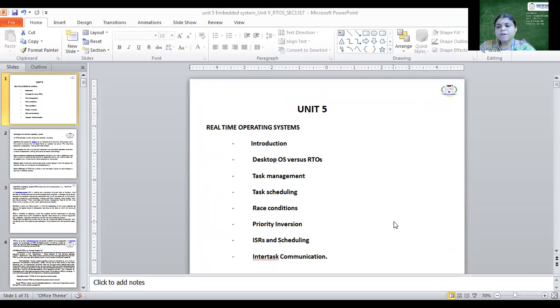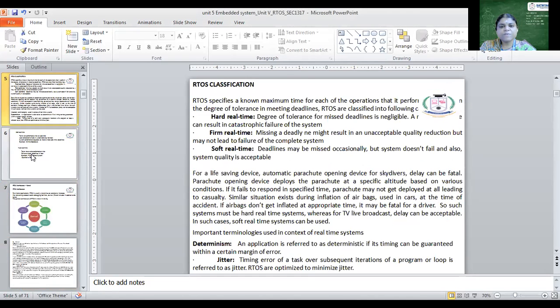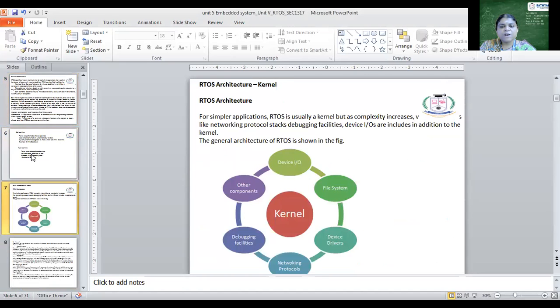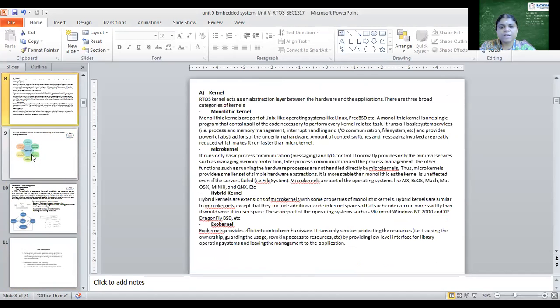Yes, students, kindly. Prithvi sir. Yes, madam. Can you tell me where we stopped our last class? We completed up to kernel, desktop RTOS, the difference between desktop and RTOS. Up to here, madam. I think kernel can start, madam.